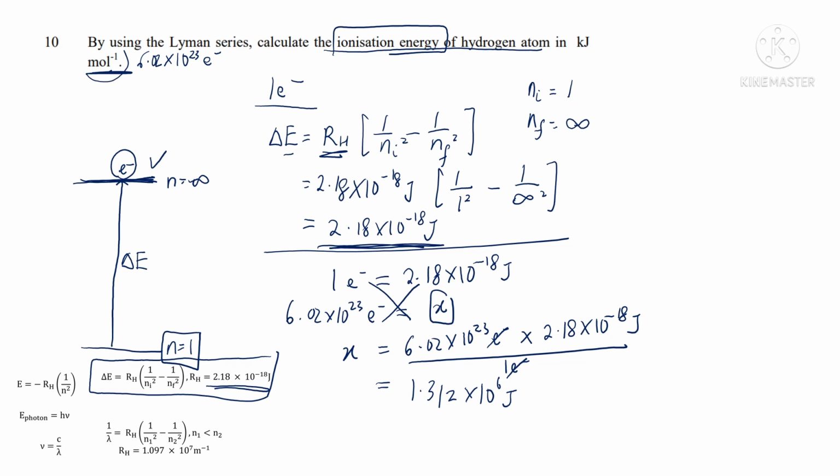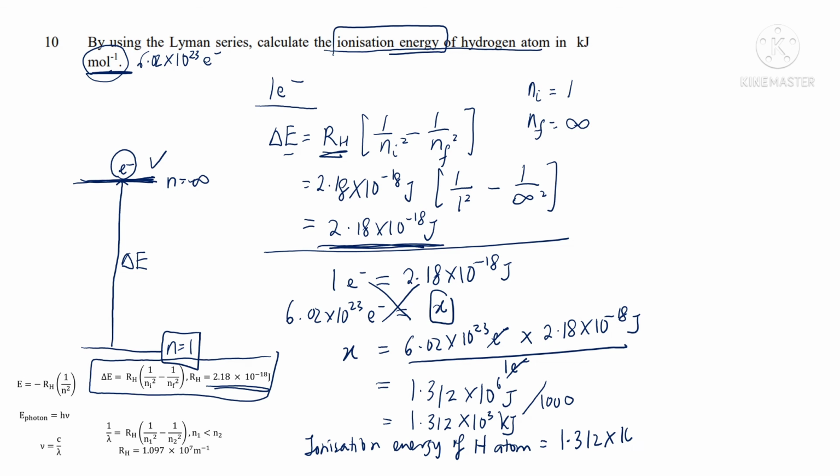Again, for 1 mole, usually we calculate the energy in kilojoule. To convert it to kilojoule, we divide by 1000 to give us 1.312 times 10 to the power of 3 kilojoule. And therefore, ionization energy of hydrogen atom is equal to 1.312 times 10 to the power of 3 kilojoule per mole. Per mole here means that it is for 1 mole of electrons. Here it is kilojoule because we already wrote the 1 mole of electrons in front. But for ionization energy, the unit must be kilojoule per mole because we are calculating for 1 mole of electrons.